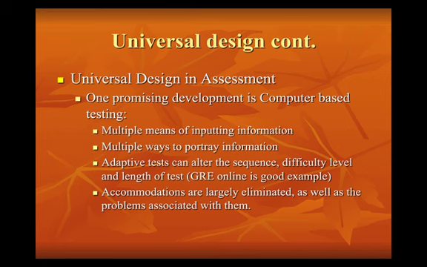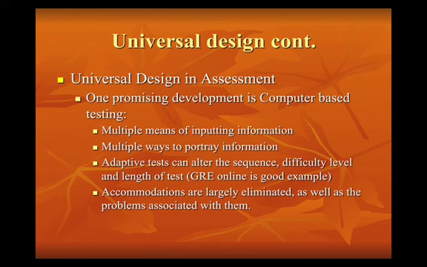When we think about applying universal design to assessments, one promising development is in computer-based testing. We have multiple means of inputting information, and we have multiple ways to portray information on a computer. We also have what are called adaptive tests that can alter the sequence, the difficulty level, and the length of the test. And the GRE online is a good example. Some of you may have taken the GRE computer test, and that's a computer adaptive test. Another good example of this is the NWEA, where all students in a grade can take the NWEA, the Northwest Educational Assessment, that measures academic progress that they call the MAP tests.